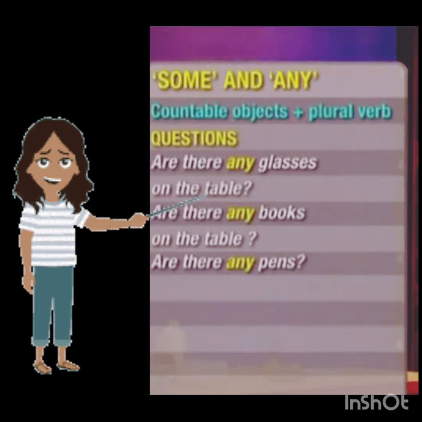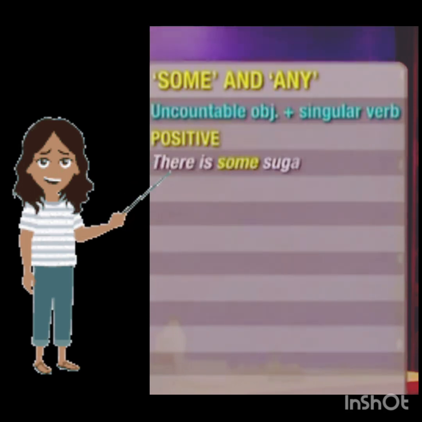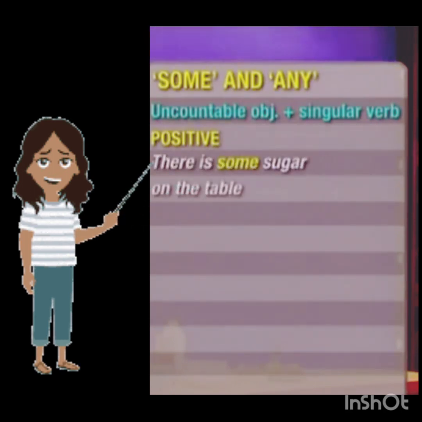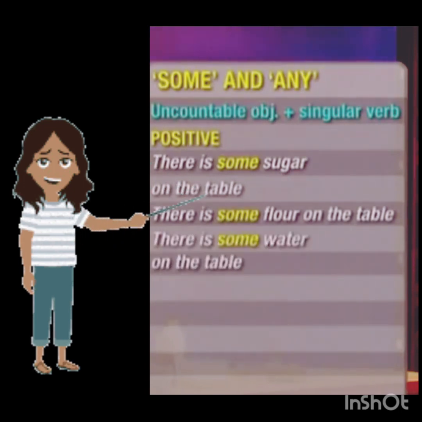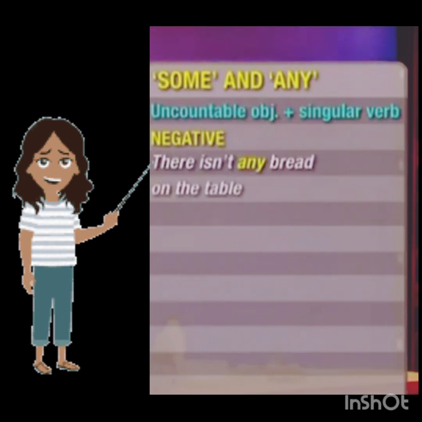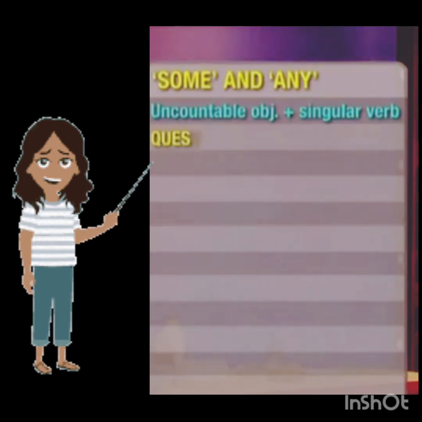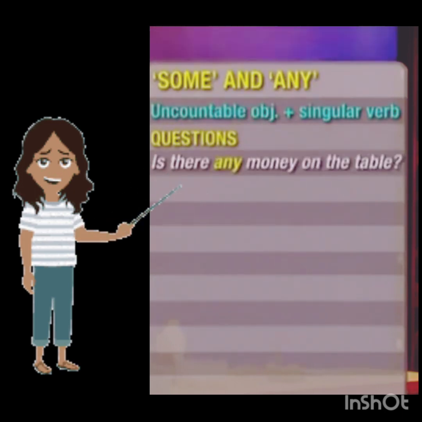Good. Now, let's move on to uncountable objects. These ones here. The examples are, there is, singular verb, some sugar on the table. There is some flour on the table. There is some water on the table. Okay? Negative, again, we use any. We say there isn't any bread on the table. Again, with the singular verb and any, is there any money on the table?